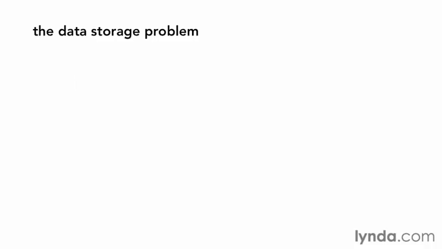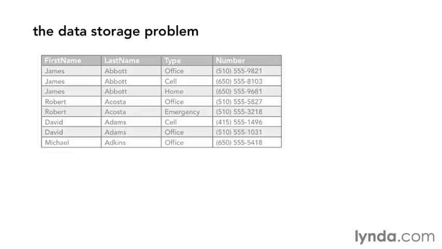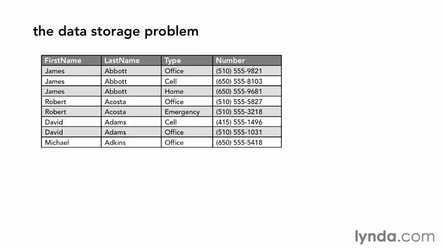Finally, it's important to understand the relational structure of an Access database. Take a look at the following problematic table of contact phone numbers. In this table, you'll notice that the first and last names are repeated over and over again every time that there is an additional contact phone number.